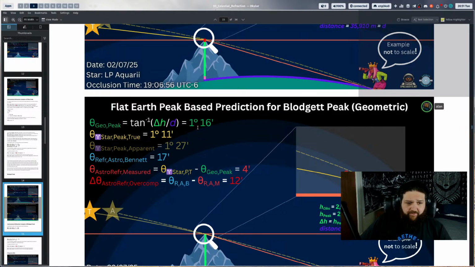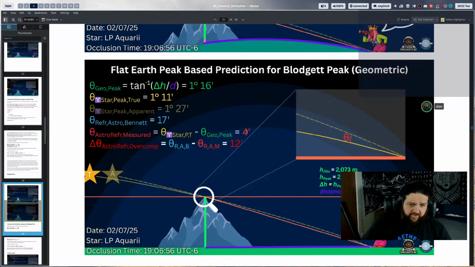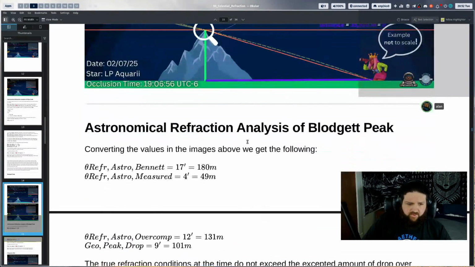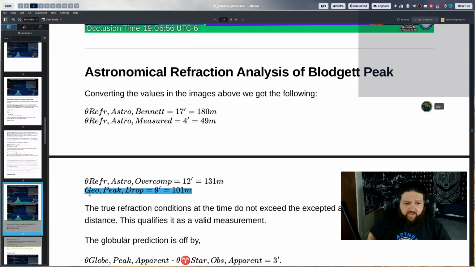So let's see what happened with respect to the actual occlusion. At the peak, the star was at 1 degree, 11 arc minutes for its physical intersection. And that gives a difference of 4 arc minutes from their predicted celestial refraction amount of 17 arc minutes. So we have a difference of 12 in the overcompensation there created by their refraction coefficient. So when we analyze that, we have a drop over distance to the peak of 101 meters. We have an overcompensation of 131 meters, and we have a measured amount of 49 meters.